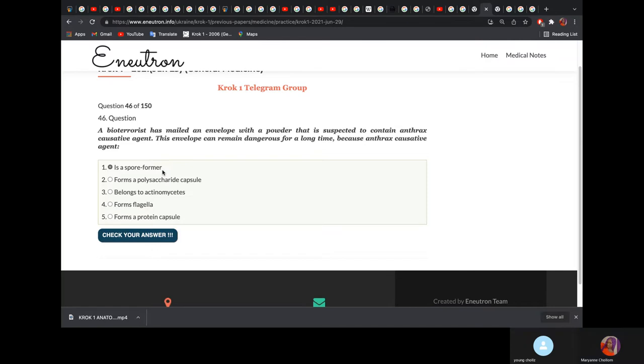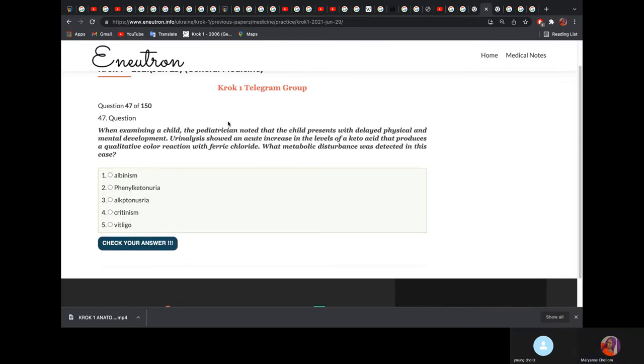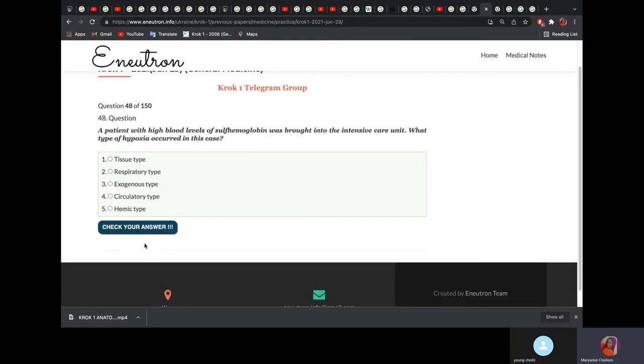they will become activated. When examining a child, the pediatrician noted that the child presented with delayed physical and mental development. Urine analysis showed an acute increase in the level of keto acid that produces a qualitative color with ferric chloride. What are you thinking? Of course, phenylketonuria.